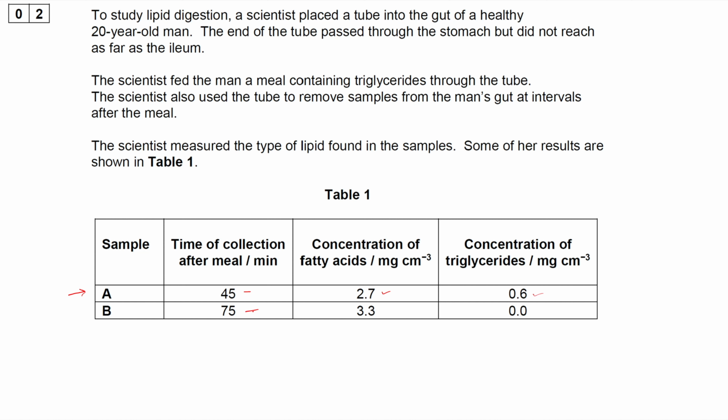Sample B was taken at 75 minutes, and in this case, the concentration of fatty acids was 3.3. So that means the concentration of fatty acids has increased, while the concentration of the triglyceride is 0. So that means there are no more triglycerides. And the reason is pretty simple, because the triglycerides have been digested and they have converted into fatty acids. So that's why we see more fatty acids at 75 minutes.